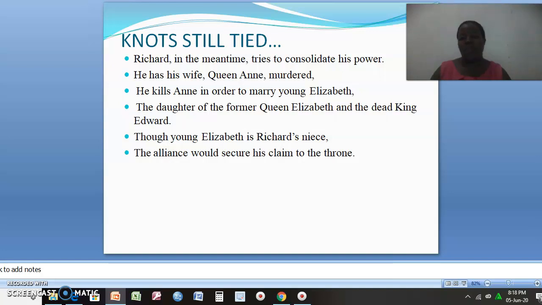Of course, we actually know that he does not want to marry this niece because he loves her, like the way he did Lady Anne. No, he marries this niece because he wants to secure and claim the throne.